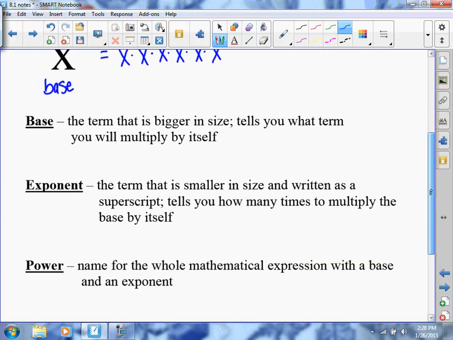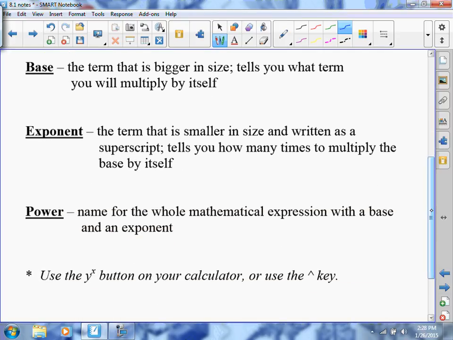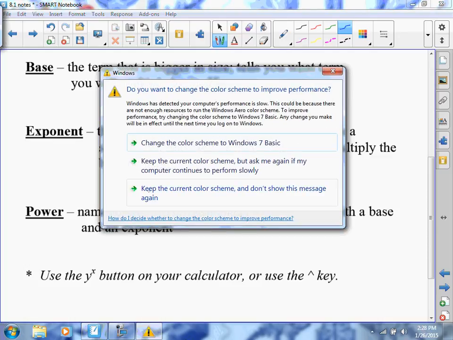And that's what you call the whole expression altogether. You call it a power. That's the name for the whole mathematical expression with a base and an exponent. Sometimes we get kind of lazy and refer to a power as an exponent and vice versa. But really the exponent is just that little superscript, and the power is the whole expression with the base and the exponent.